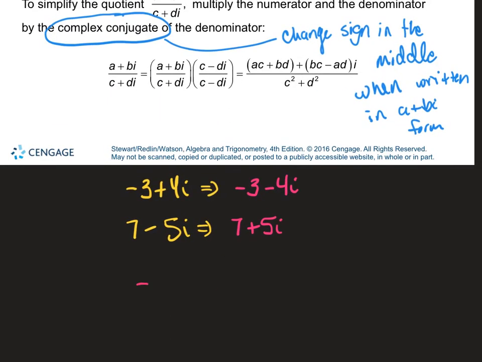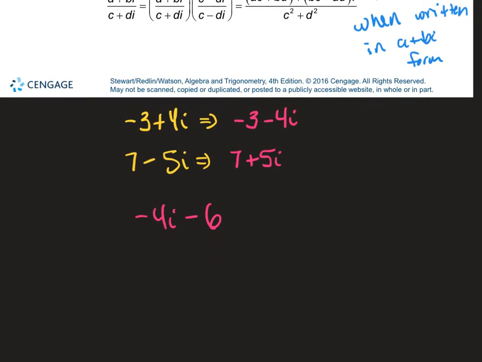If I had -4i minus 6, can I do the complex conjugate yet? What do I have to do first? Put it in standard form. I have to rewrite it in standard form, so it'd be -6 minus 4i. Now the complex conjugate of -6 minus 4i is -6 plus 4i. It has to be written in a plus bi form, so you have to switch it first. But you'll see why that's important in just a second.